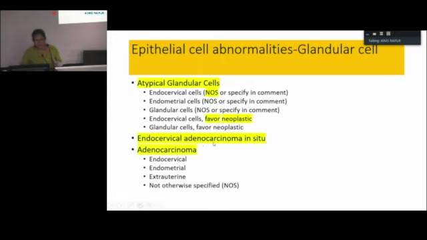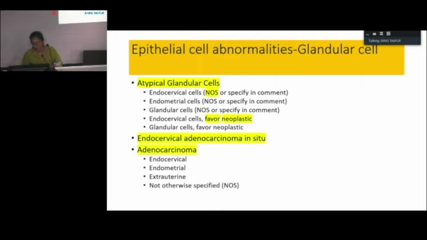The next category is endocervical adenocarcinoma in situ, and then adenocarcinoma. Again, in adenocarcinoma, you have to try to site specify it into endocervical, endometrial, or extrauterine, where you can identify the site like the fallopian tube or the ovary or the intestine, then you specify it. However, if you cannot specify it into endocervical, endometrial or a specific extrauterine site, you put it in NOS or not otherwise specified.